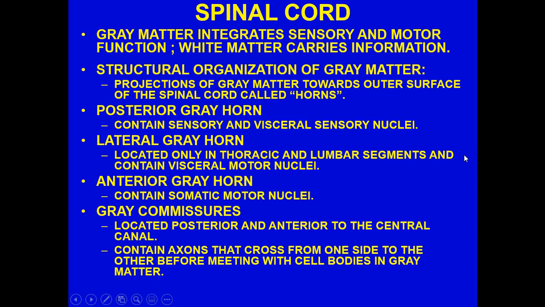Now, gray matter integrates sensory and motor function. The white matter carries information. Remember, we've got to have white matter because myelination enhances the speed of action potentials traveling, and that's what we want. The structural organization of the gray matter: we have projections of the gray matter towards the outer surface of the spinal cord. These are called horns. You have several of them, and yes, you need to know these.